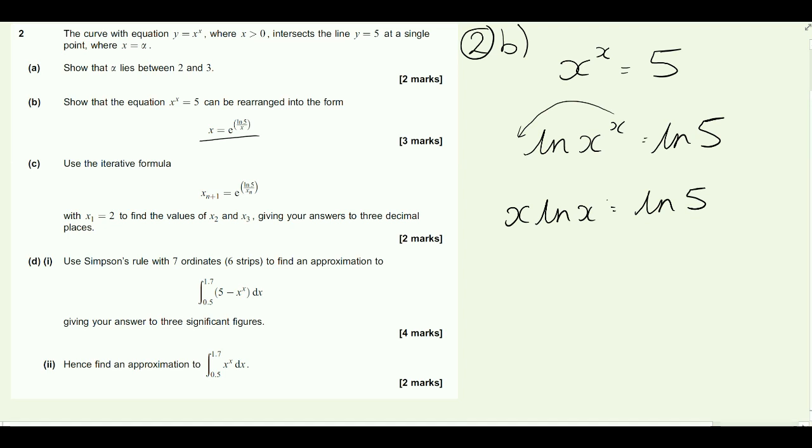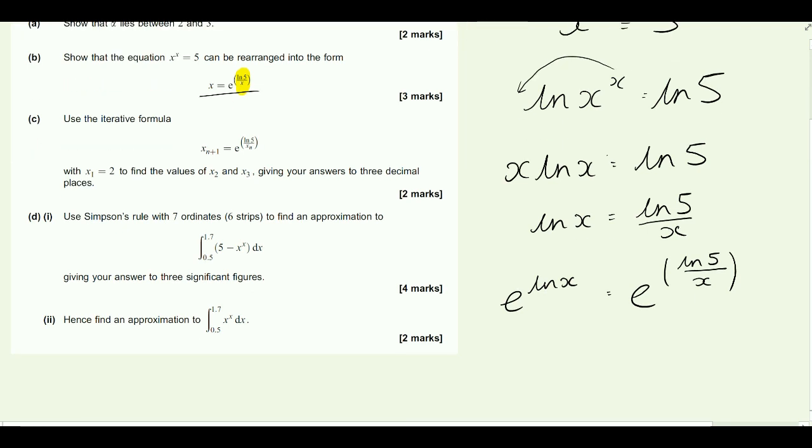Now looking at where we're trying to get to, we want ln x over x. And I can do that at this stage by dividing by x. So I end up with ln x equals ln 5 divided by x. And then I finally want to get x on its own. So if I take e's of both sides, I'm going to have e to the ln x equals e to the ln 5 over x. And then we know that e and ln are cancelling each other out, leaving me with x equals e to the ln 5 over x, which was what we were looking to do for our 3 marks there.